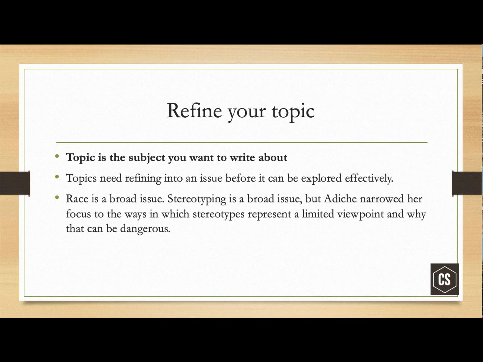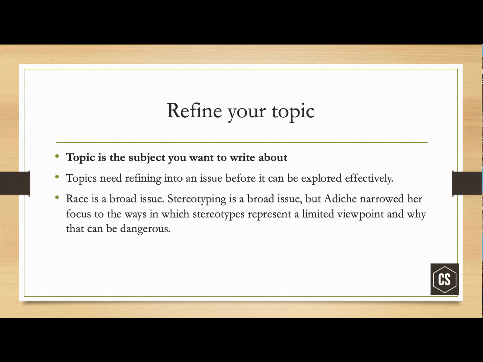Refine your topic. So a topic is the subject you want to write about, serial killers. Topics need refining into an issue that can be explored effectively. So first of all, if you're just writing about serial killers, that's probably an informative essay. But if you're arguing that female serial killers are less prevalent because of stereotypes about what a serial killer is, which is a white male of a certain age, now you have an argument that you can explore a little bit.